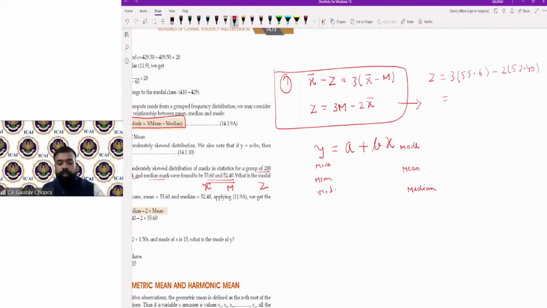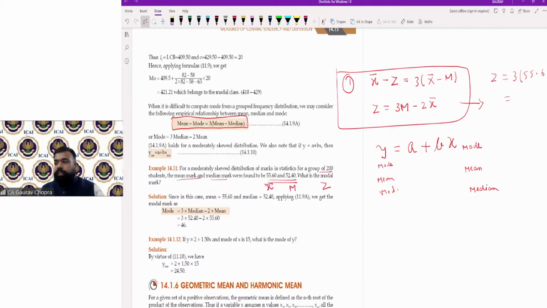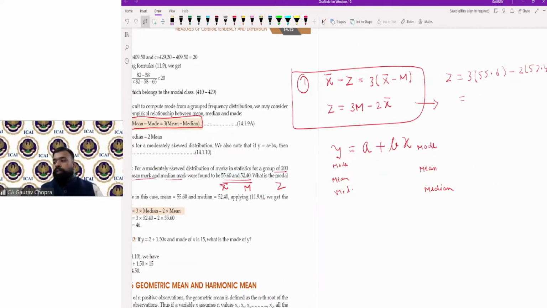Anyone has got the answer? 46. Yes, Om Gupta is giving 46. Rohit, Ayush, Priyanka, Shreya, Apurva. Yes, everyone is correct. Answer is 46.